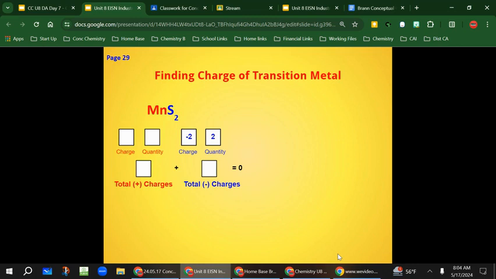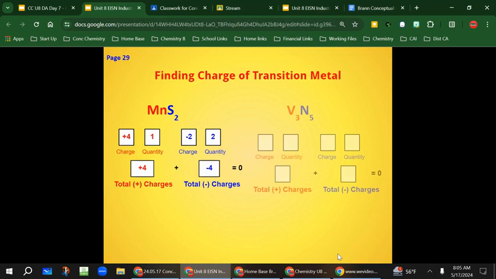So two -2s would be what for a total charge? Two times -2 is -4. So what does the total positive charge have to be? Plus 4. How many of them are in here? One. So what has to be its charge? Has to be a plus 4.